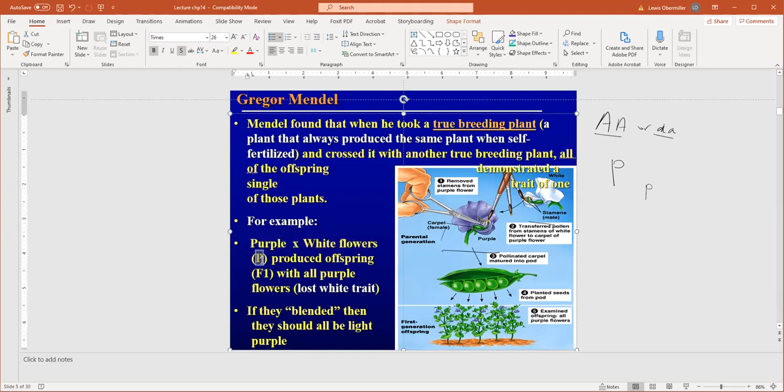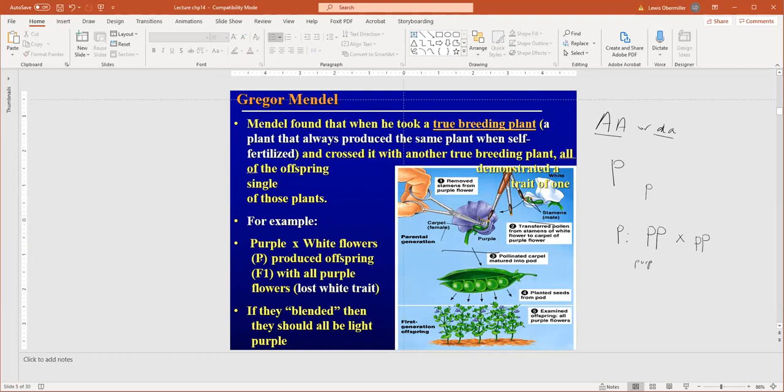and that generation is the parental. So this is basically what he did. He took the parental generation. You should know how to write this out on the test, because this is how geneticists write this out. And so he took a true breeding purple flower plant that we would call big P, big P, and he crossed it to a white flower true breeding plant we would call little p, little p.